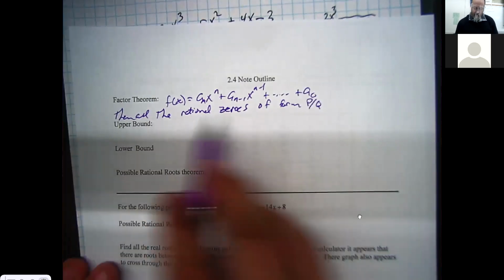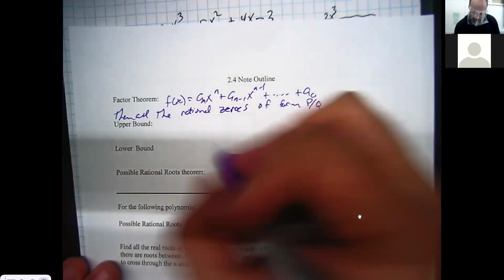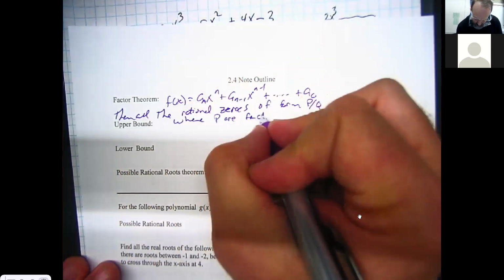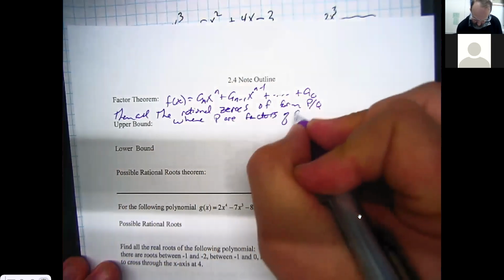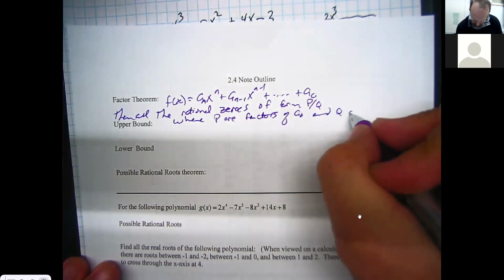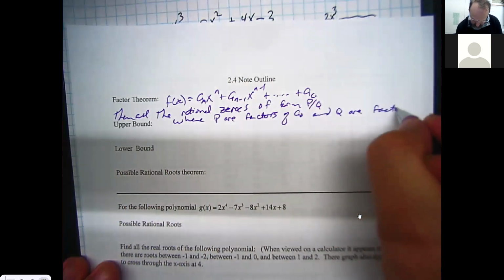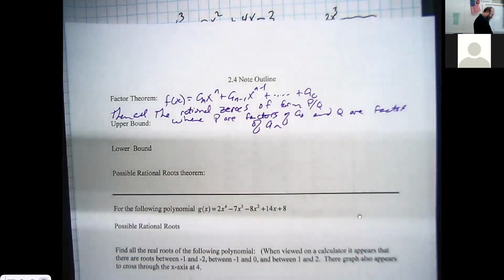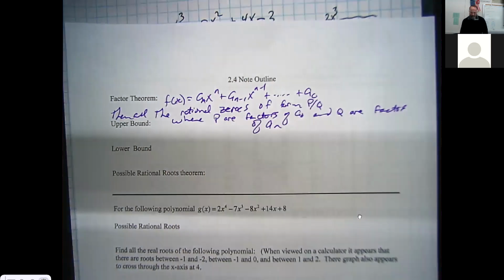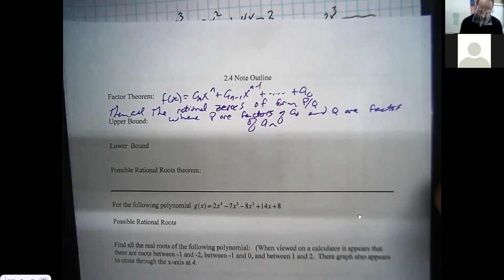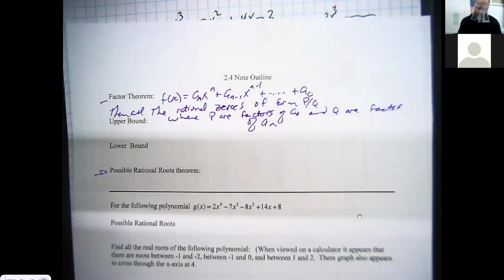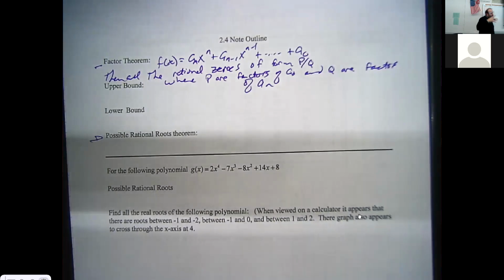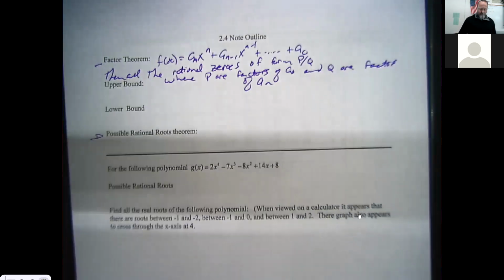Then all of those things are of the form P over Q, where P are factors of a sub 0, and Q are factors of a sub n. So I kind of think I wrote that in the wrong spot. That should have been down here under the possible rational roots theorem, but that's all right. So let's go through what that means for us.